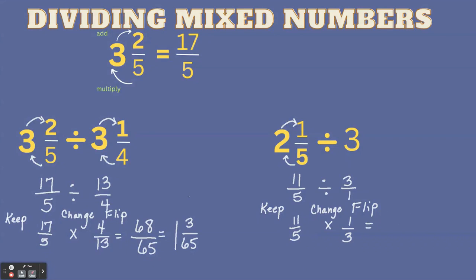And now we multiply across the top. 11 times 1 is 11. And 5 times 3 gives me 15. Now this one, I don't have to convert to a mixed number because it's already a proper fraction. So I hope this helps you with multiplying and dividing mixed numbers. Watch the steps here so that you don't miss one of those.